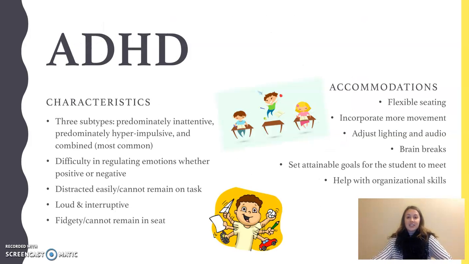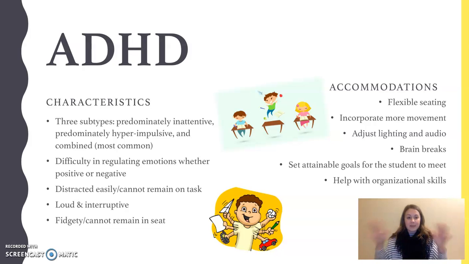ADHD. For students with ADHD, there are three subtypes. There's predominantly inattentive. These are the students who struggle with focusing on details and can't really keep on track. They're easily distracted. They can be predominantly hyperactive-impulsive, where they can't remain in their seat. They're super fidgety.